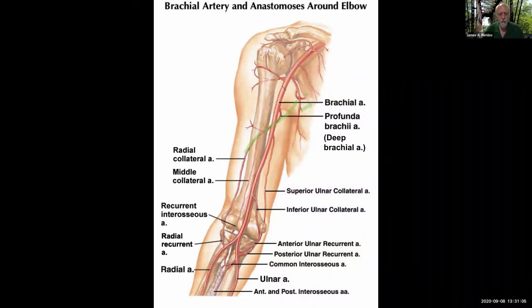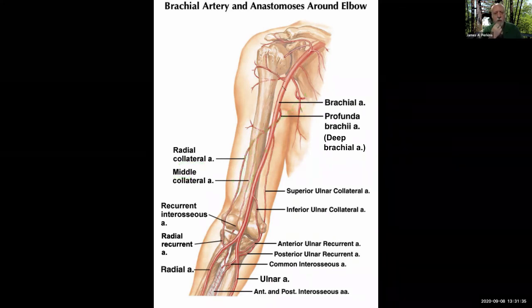Eventually, that profunda brachii artery is going to split. Once again, I've lost my cursor, so I can't see what I'm drawing, so bear with me for a second. It's going to give off something called a radial collateral artery and a middle collateral artery, which is going to run right down the posterior surface of the humerus. So profunda brachii splits into radial collateral and middle collateral.